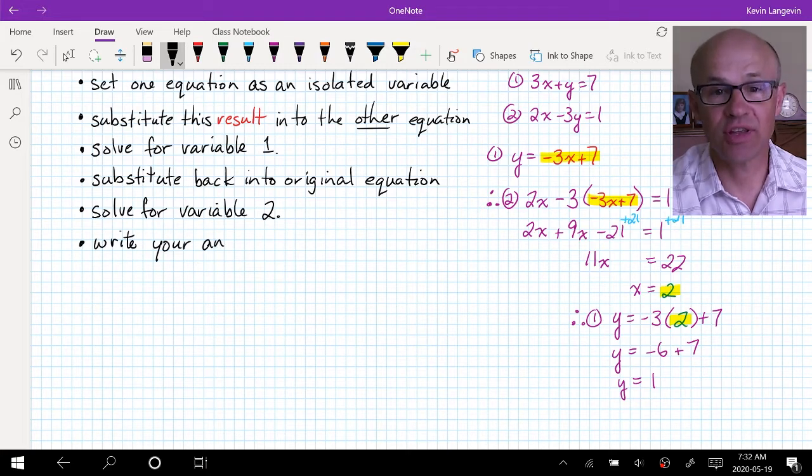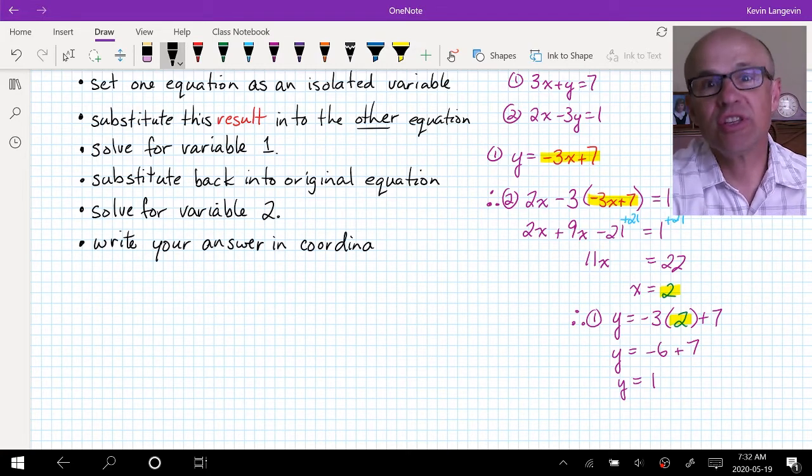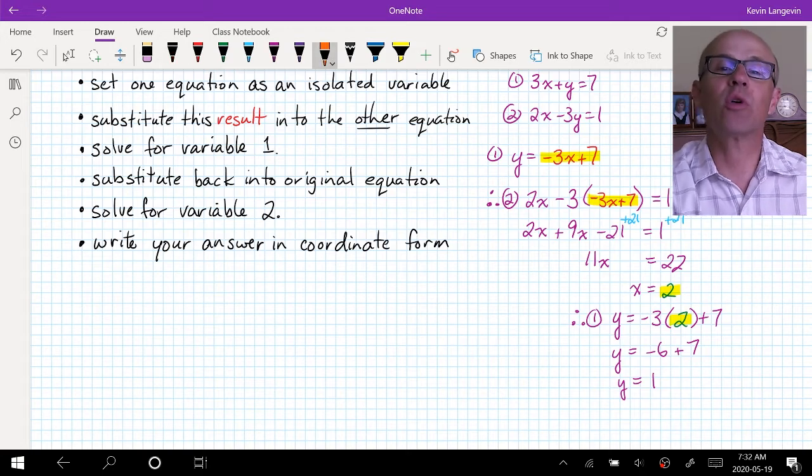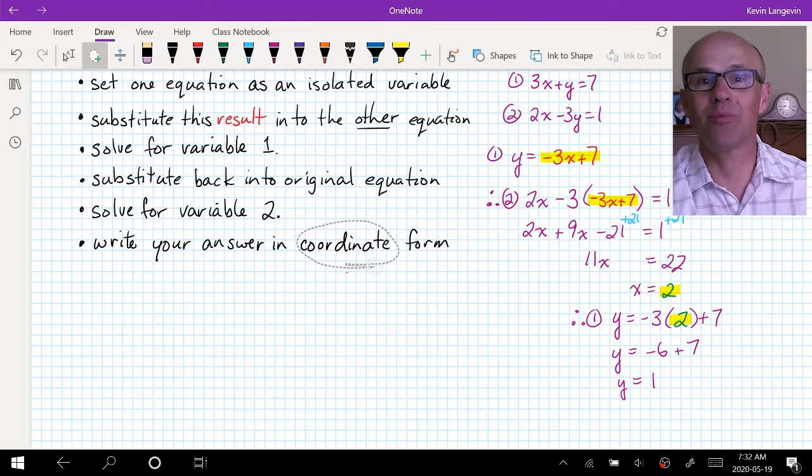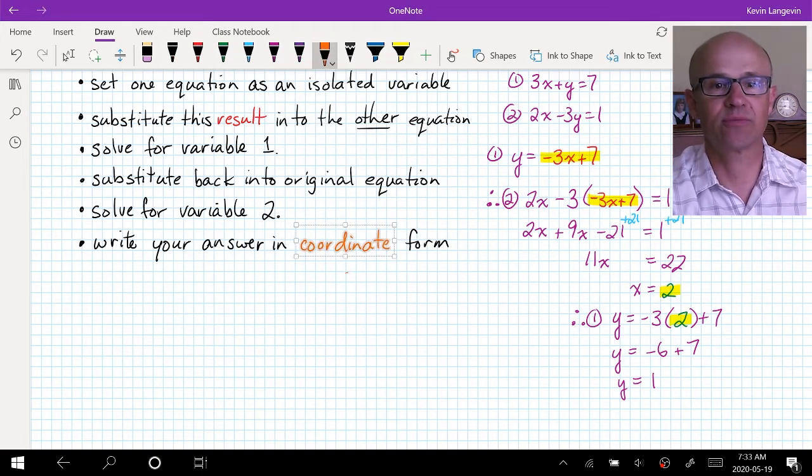So our solution then is at (2, 1), which, yes, we saw with the graphs, but we're going to need this process for more complicated types of equations. Again, make sure you put your answer in coordinate form.